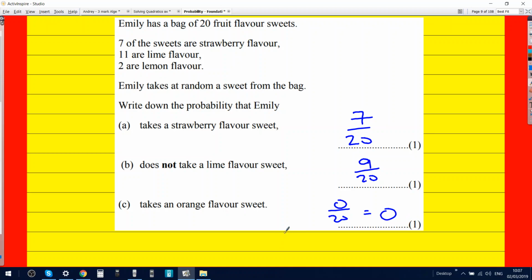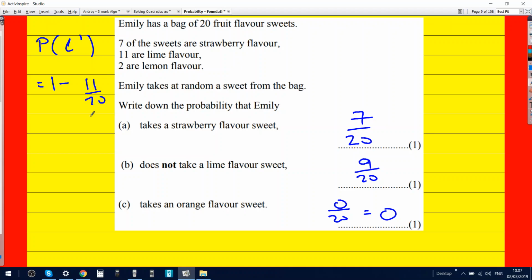Important one is B. The probability of lime is 11 over 20, so it's 9 over 20. They add up to 20 over 20. Okay. Probabilities always add up to 1. And so the probability of not lime, you write as lime dash, is 1 minus the probability of a lime.